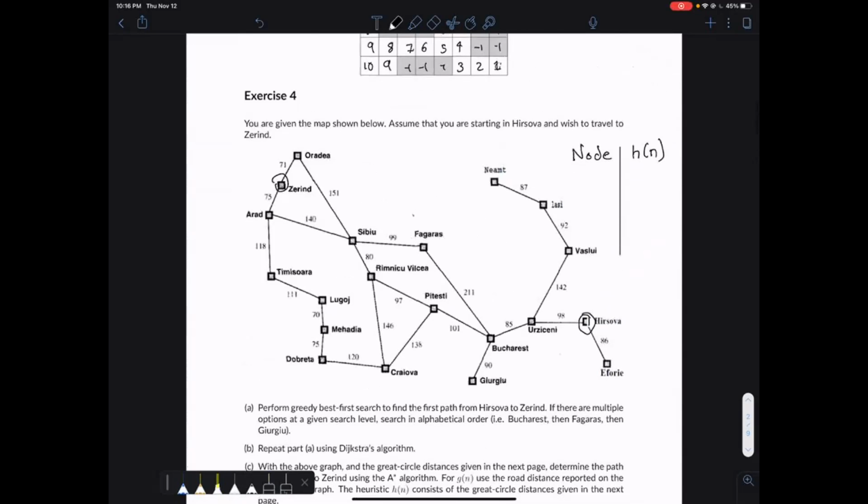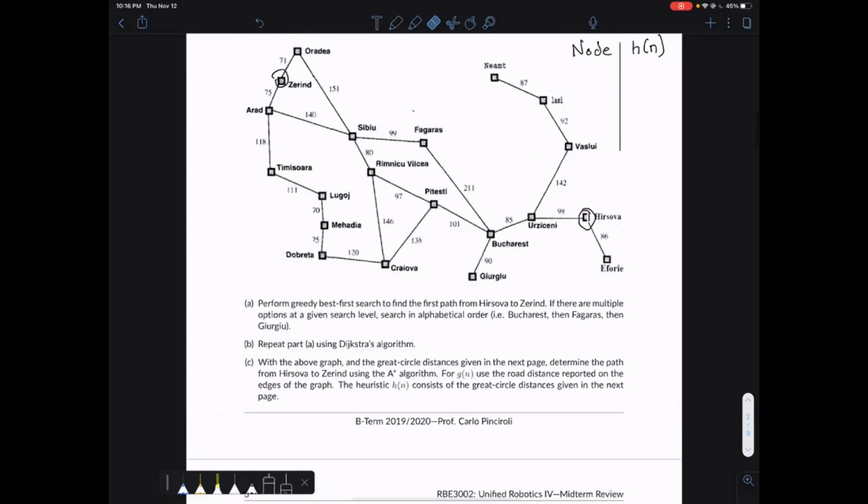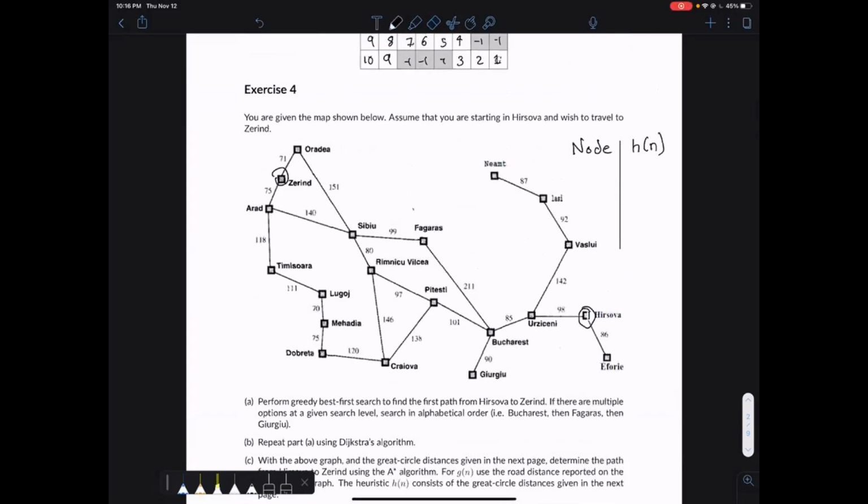Our h of n is an estimation from one node to our target, and that's what this chart represents, right? So it's saying the distance from our target node being Zerend, for any one of these cities is this distance right here. So this is our h of n function, even though it's a chart, basically a lookup table. Cool. So let's start. We are at h, so we add h into our thing, first of all, and then we add our h of n, and our h of n is 459.